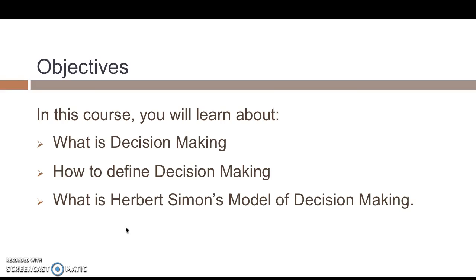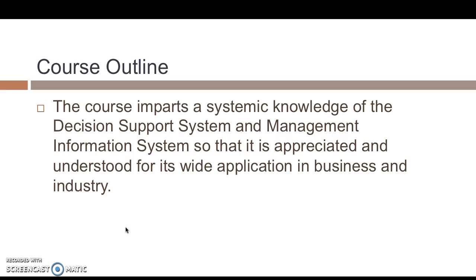The course objectives are: what is decision making, how to define decision making, and what is Herbert Simon's model of decision making. The course imparts a systematic knowledge of decision support system and management information system so that it is appreciated and understood for its wide application in business and industry.